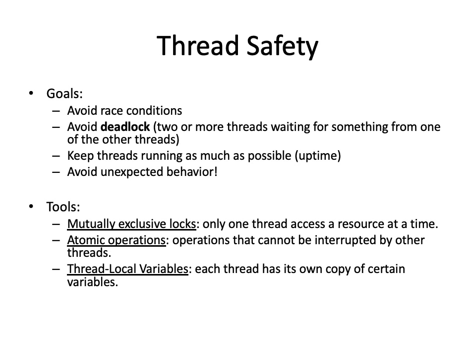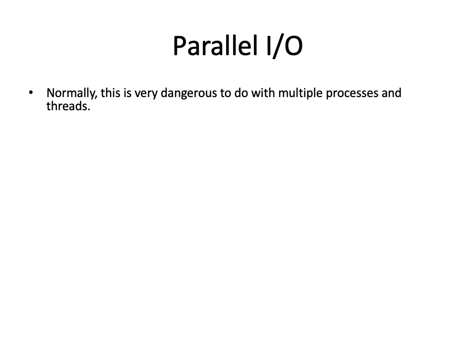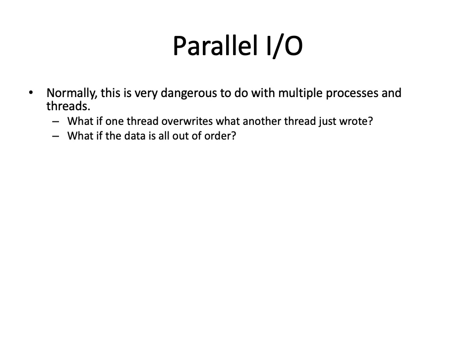So these are 3 tools that you can use to help with thread safety, but it's a complicated thing. It's wonderful, it's cool, but it's complicated. This brings us to an interesting question. If I want to write or read files from a disk, how do I do that? Normally, reading files from disk when you're doing multi-threaded or multi-process applications is pretty dangerous. Because what if one thread overwrites what another thread just wrote? Or what if the data is all out of order?